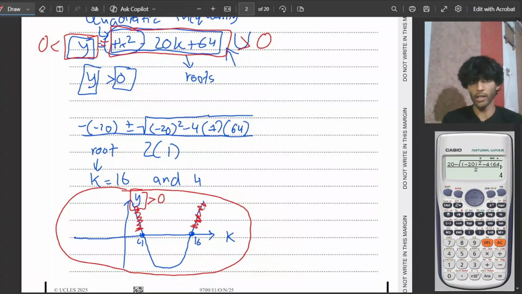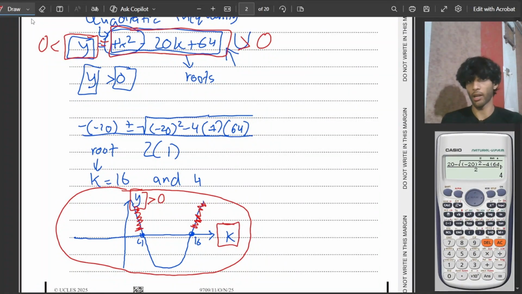So you're always trying to find out the roots when you're trying to plot out this quadratic graph or this parabola. Why? Because either the answer is going to be above those roots or below those roots. If it were y less than 0, it would have been this part, but in this case, since it's y greater than 0, it's the above part. So what are the values of k for which this y is greater than 0, for which this y is positive? Well, those are k smaller than 4, and k greater than 16. So this right here is your answer.